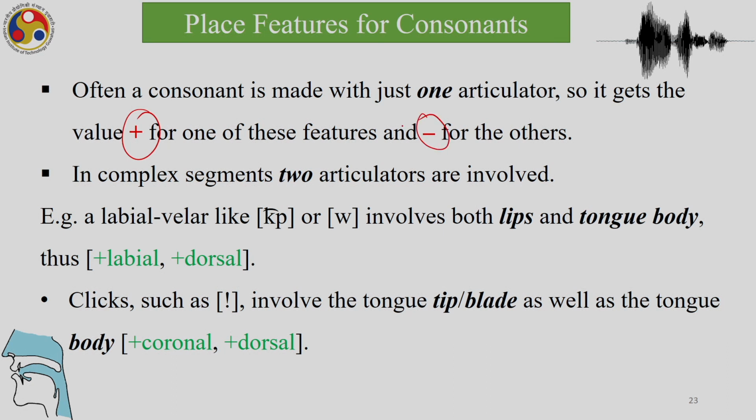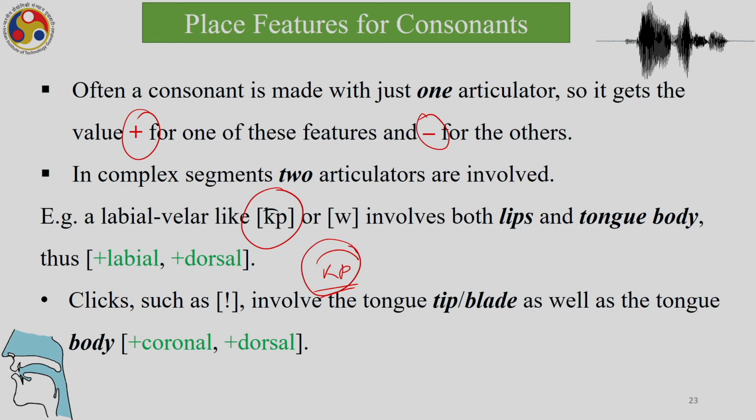In complex segments, 2 articulators are involved, and they are represented with a symbol like that, showing that 2 articulators are involved in the production of that segment, and these are not 2 different segments. So this is the one, and this is shown with this symbol.